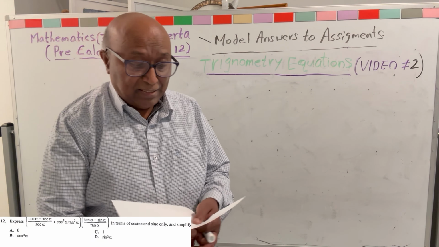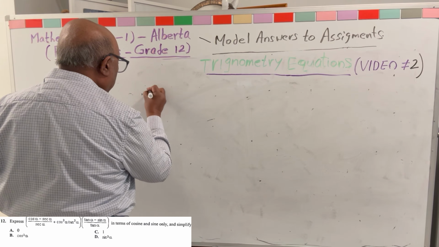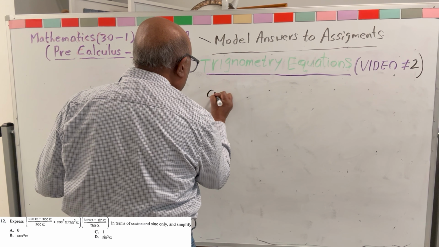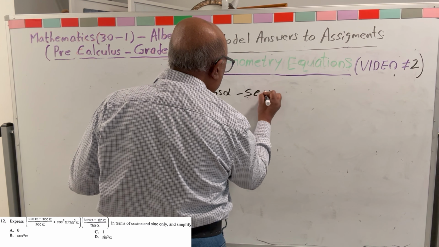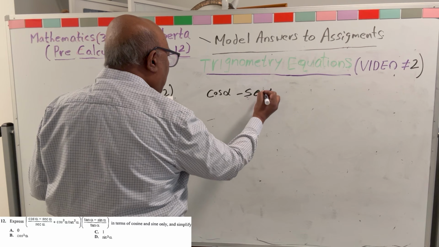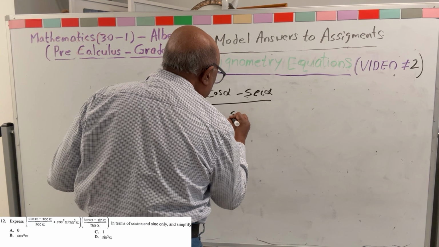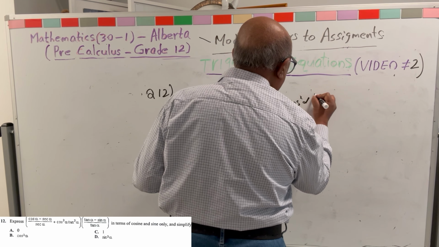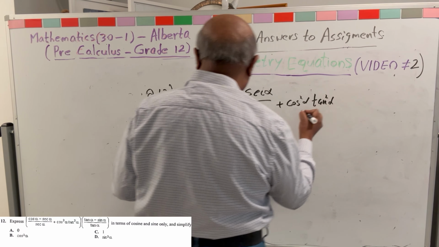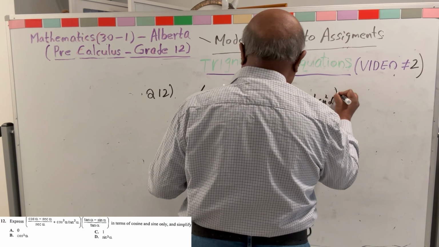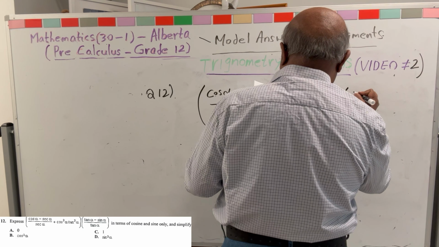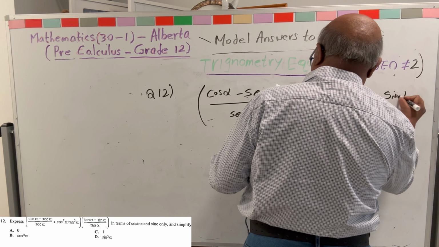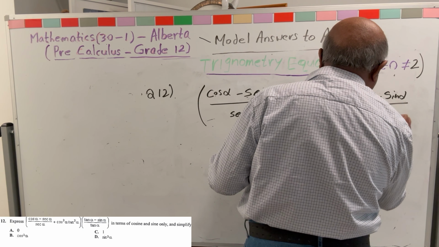Okay, let's go to our last question in this assignment. Question number 12. Express cos alpha minus sec alpha, divided by sec alpha, plus cos squared alpha tan squared alpha, times tan alpha minus sin alpha, divided by tan alpha.